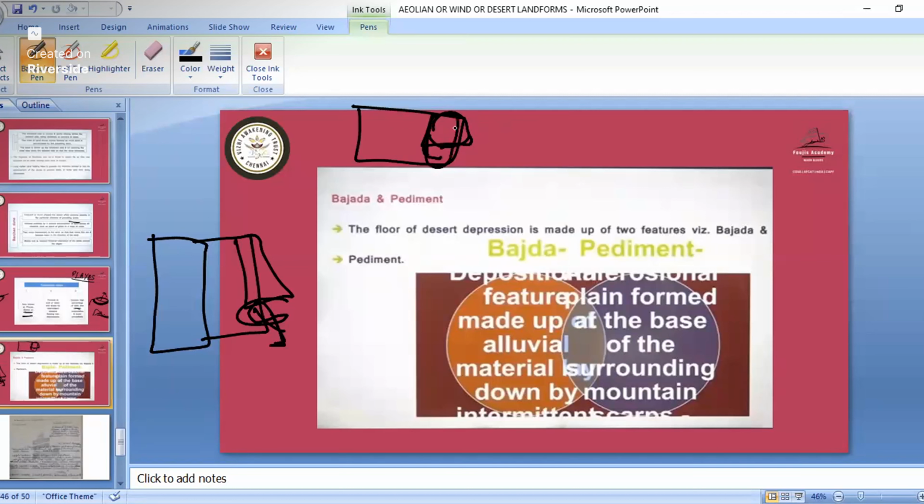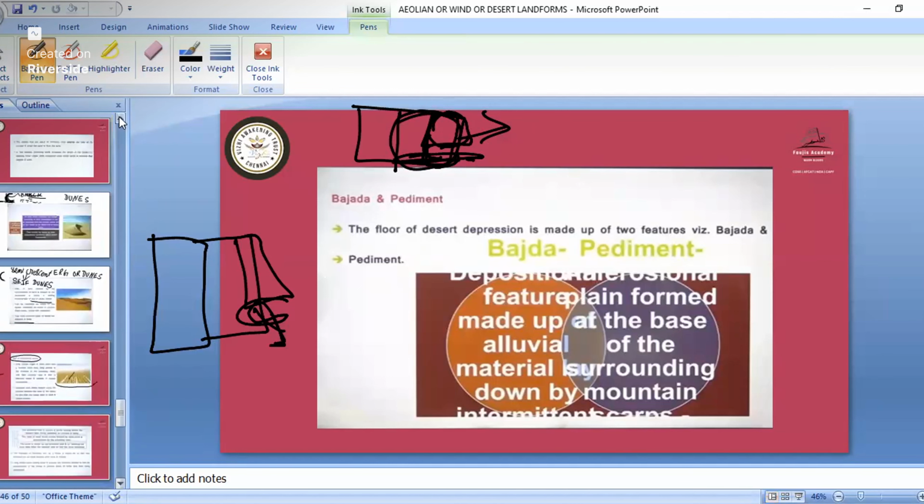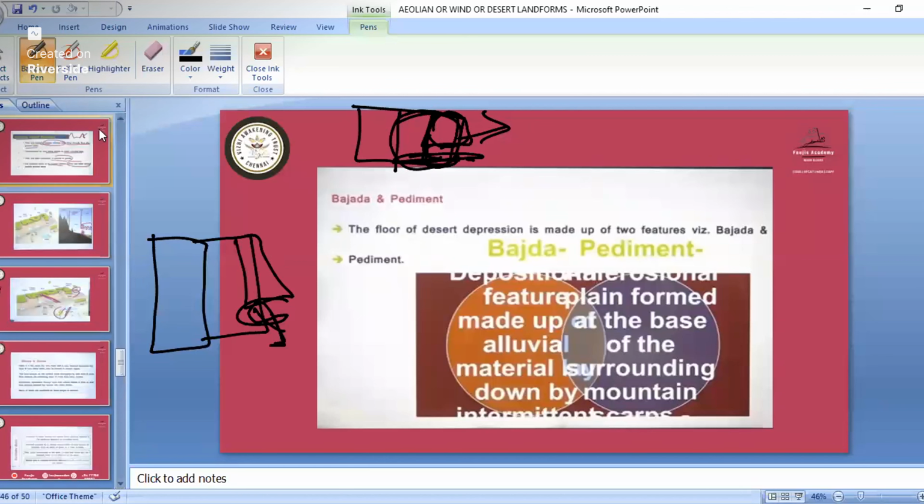So this particular part is the Bajada. Again, after it, erosion happens inside. The joining part of both is the pediment, and this part is the Bajada. As I said at the start, the floor of a desert depression is made up of two features, the Bajada and pediment. So that depression we have here is the Bajada and pediment. So this is all about the aeolian landforms.